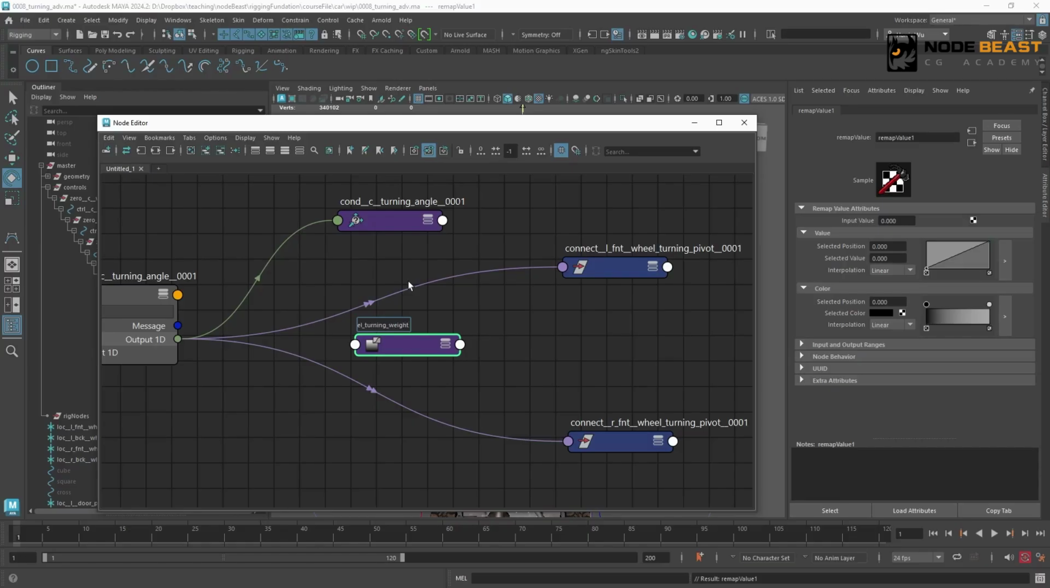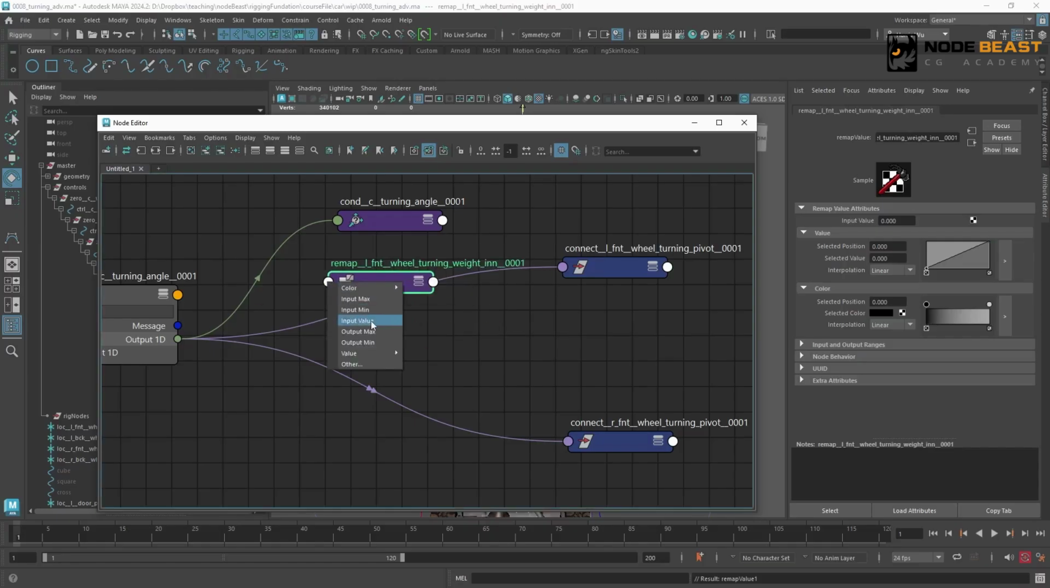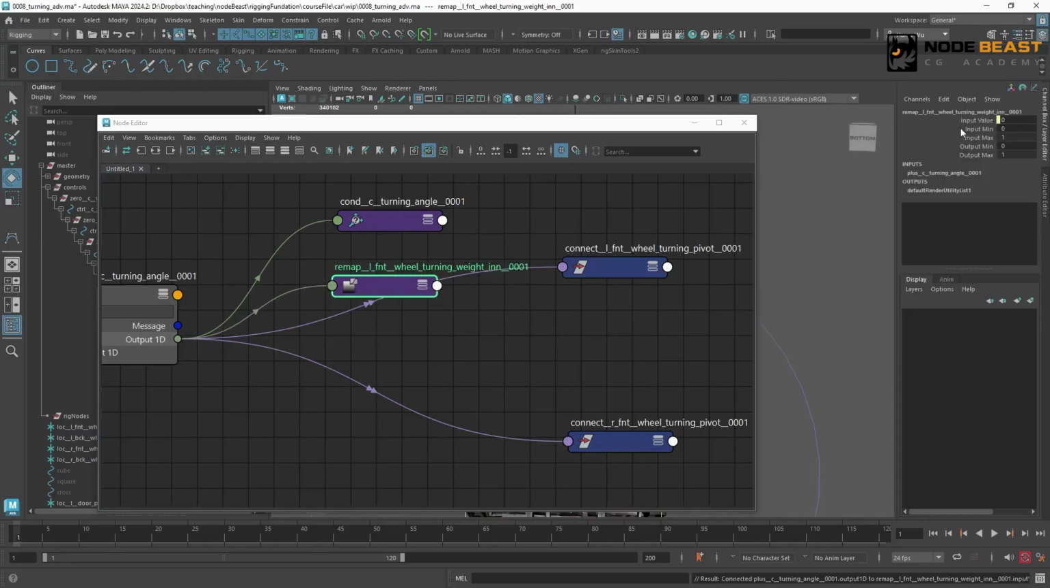Let's call it turning weights in, because this is the inner side, meaning it's the weight when turning to the left. Let's connect the steering result from the plus-minus average as its input. Then we need to set a limit. A car's maximum rotation angle is generally in the rough range of 30 to 45 degrees. Let's use 30 degrees here.